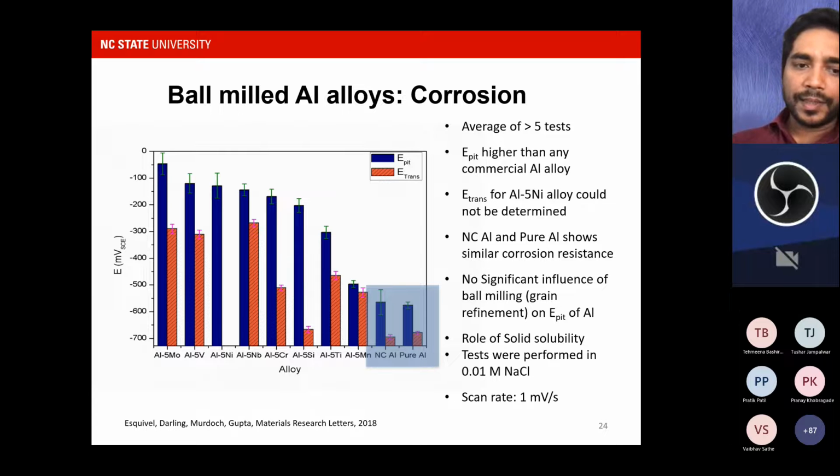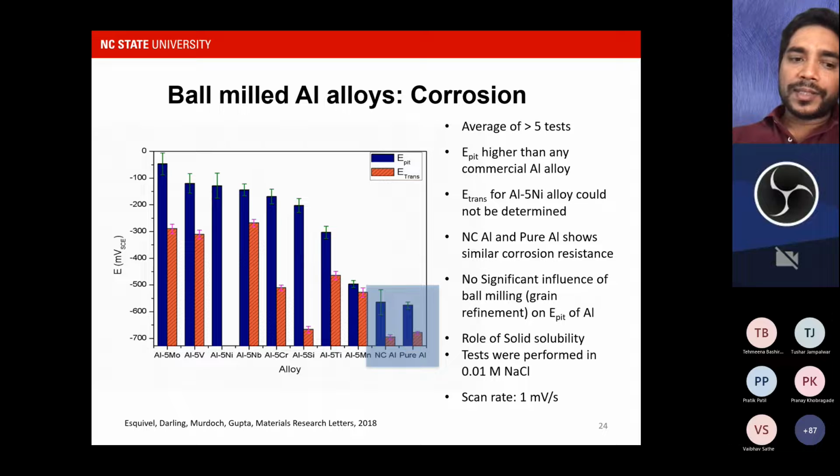So here, if you look at these numbers for the alloys we made versus pure aluminum, this is my pure commercial alloy. And remember, pure aluminum is more corrosion resistant than any other commercial alloys, right? So if my alloys are more corrosion resistant than pure aluminum, that means they are more corrosion resistant than any other commercial alloys. That's why we're comparing against pure aluminum. Now if I compare pure aluminum with the ball-milled, nanocrystalline pure aluminum, we don't see a huge difference. We see a slight increase in the pitting potential, but the transition potential really decreases. So it's really hard to say which one has better corrosion resistance. I would say they have pretty similar corrosion resistance. What that means is that grain refinement does not have a huge impact on the corrosion performance, right?